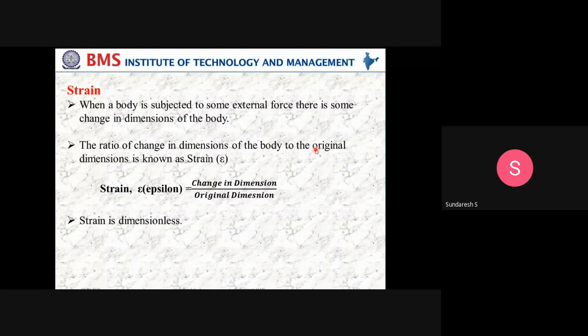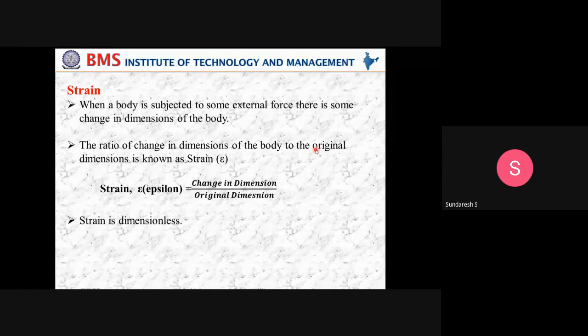Throughout our discussion of mechanics of materials, we understand that deformation means the change in size. Of course, change in shape also occurs, but our scope will be the change in the size of the member. So whenever we say deformation or deflection, there is a change in the dimensions of a body. The ratio of change in dimensions of a body to the original dimensions is known as strain.